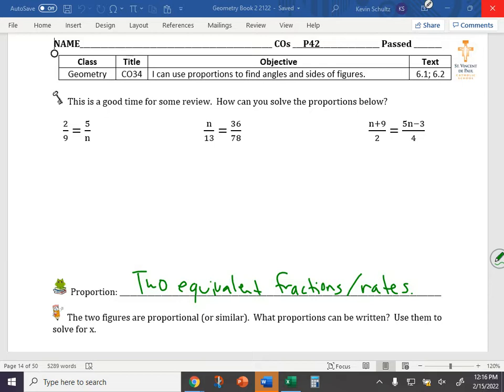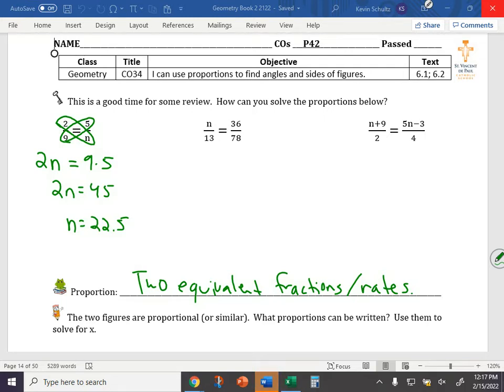The whole deal with cross products is that the product of the numerator of one and the denominator of the other, 2 times n, will be equal to the product of the numerator of the other times the denominator. So 2 times n equals 9 times 5. You solve this: 2n equals 45, and n equals 22.5. It's not often we get decimal answers, especially with these introductory things.